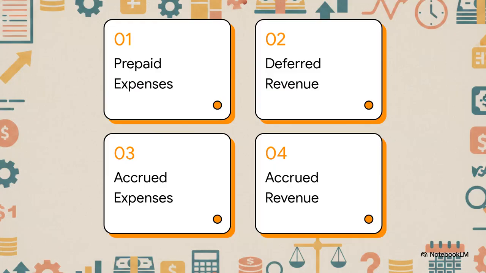So, here is our mental map for today's explainer. We've got 4 distinct quadrants we're going to explore to solve this whole puzzle: prepaid expenses, deferred revenue, accrued expenses, and finally, accrued revenue. Let's just dive right into the first one.